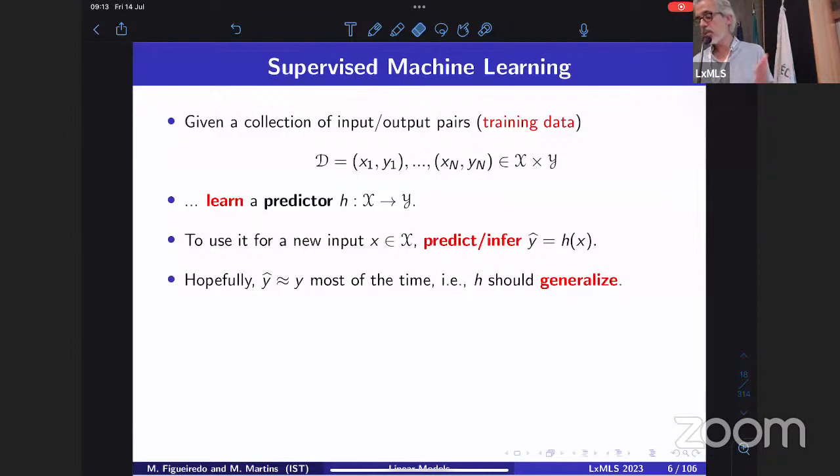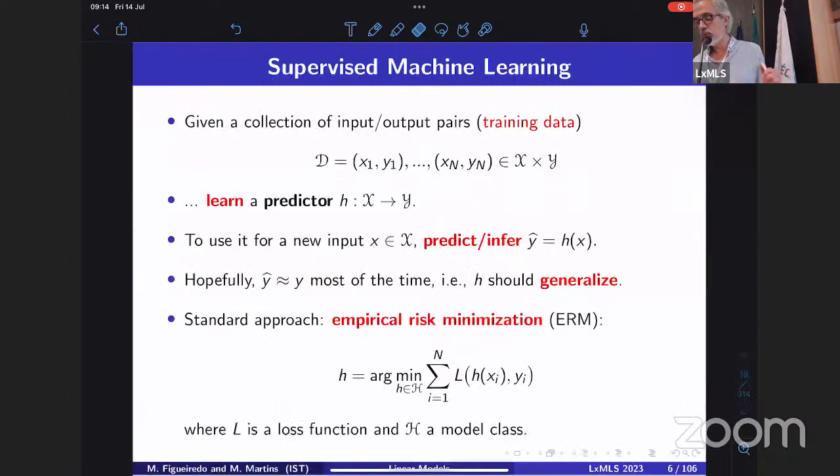It means it does reasonably well outside of the training set, assuming, of course, that the new sample is of the same nature as the samples that you saw, so that it belongs to the same distribution somehow. So this can be formalized, but that goes into the realm of more theoretical machine learning, which we will not see here today. Okay, so standard approach.